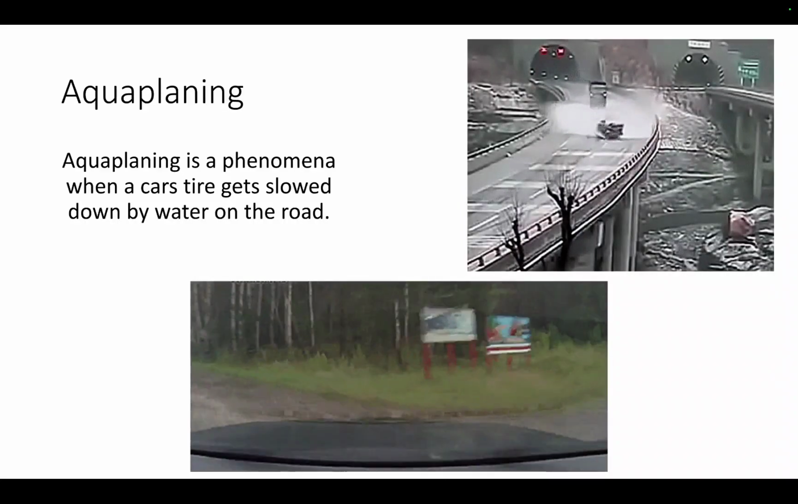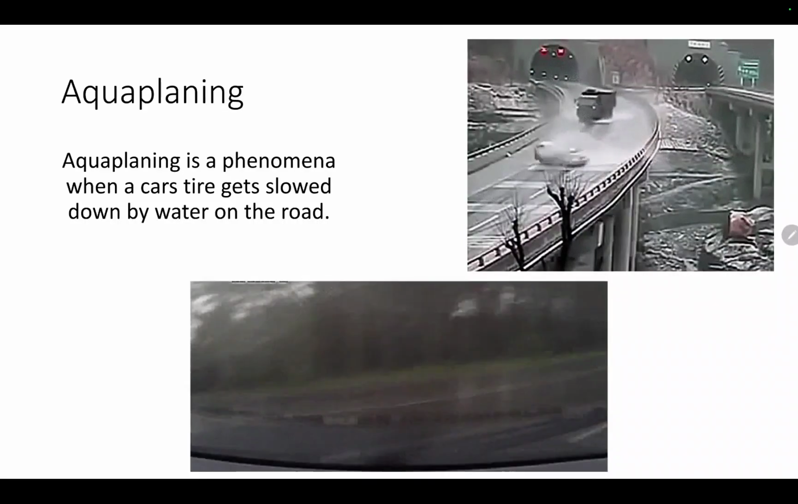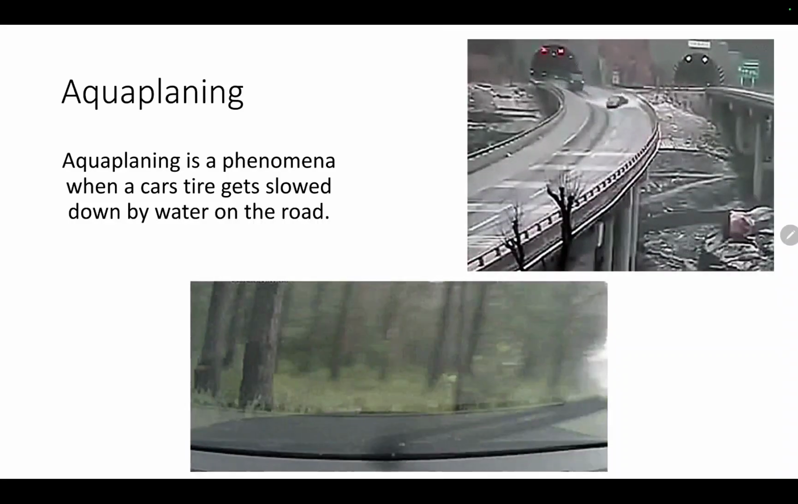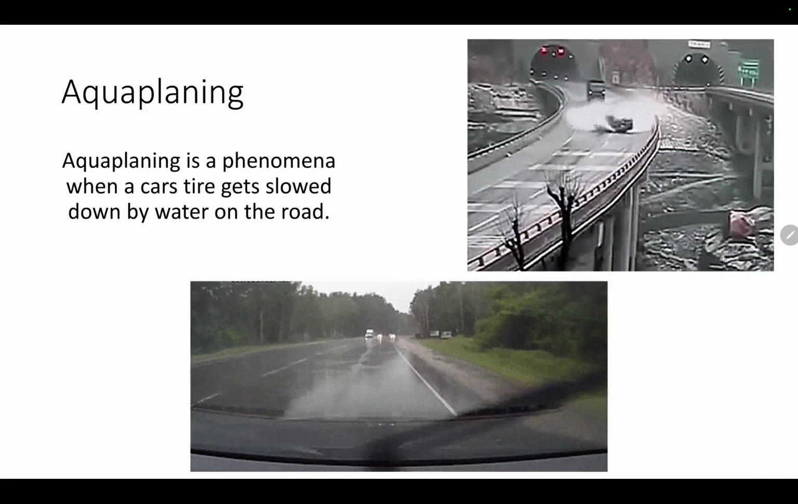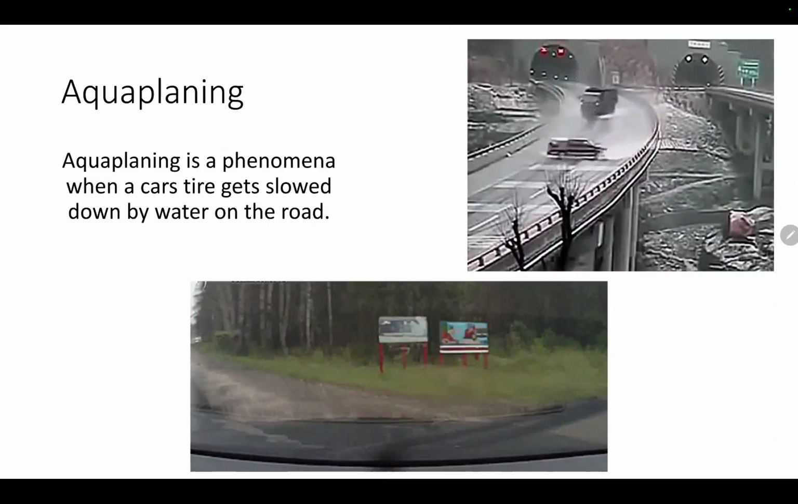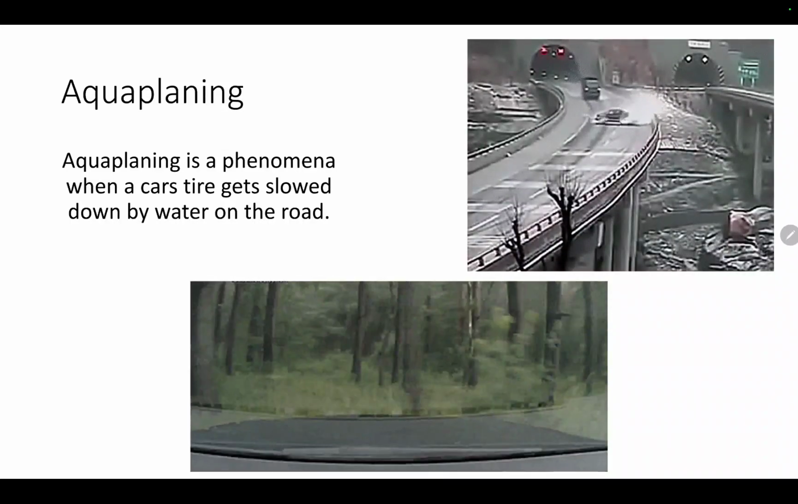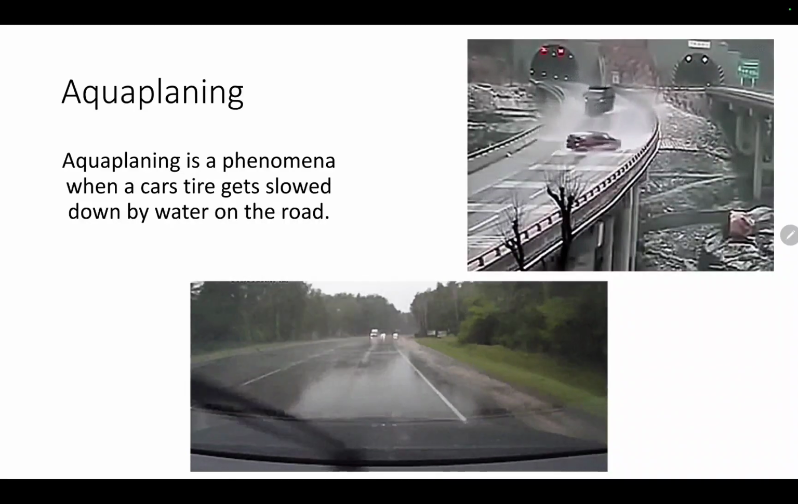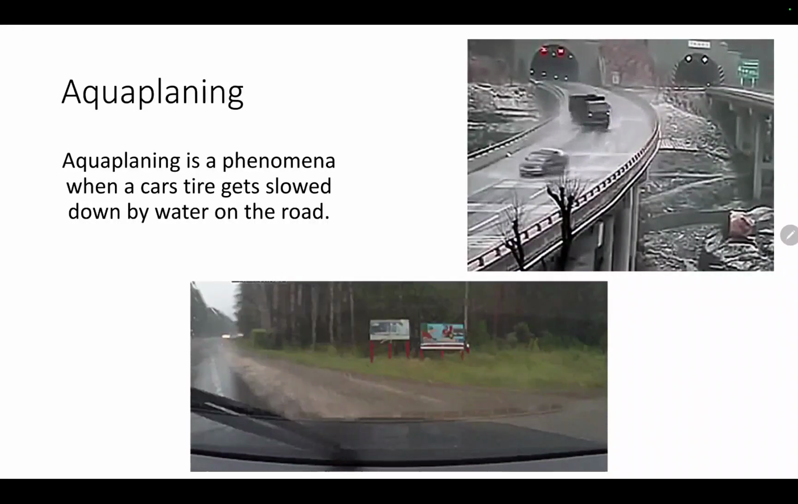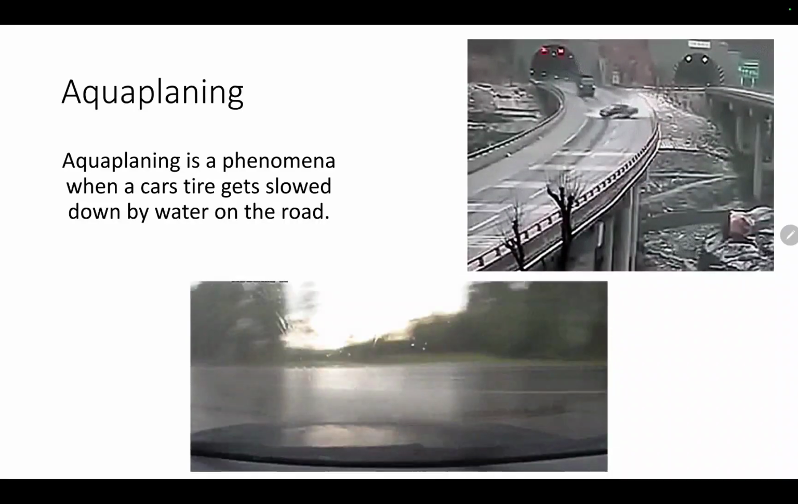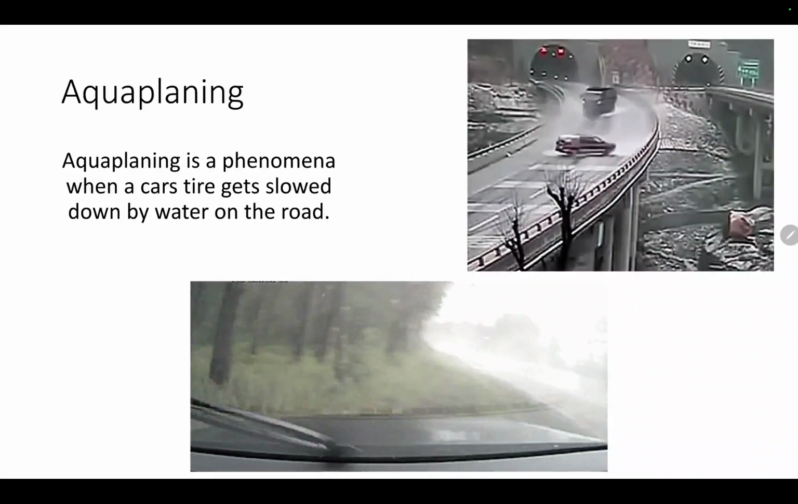You can link refraction to aquaplaning. Aquaplaning is a phenomenon where a car's tyre gets slowed down by water on a road. Essentially, you might drive through a big puddle, and a couple of your wheels slow down. Your other wheels are still going the same speed, so you get a change in direction. A similar thing happens with light.